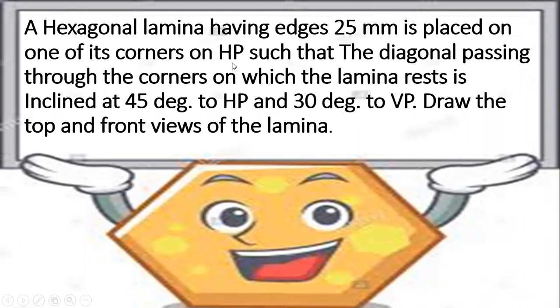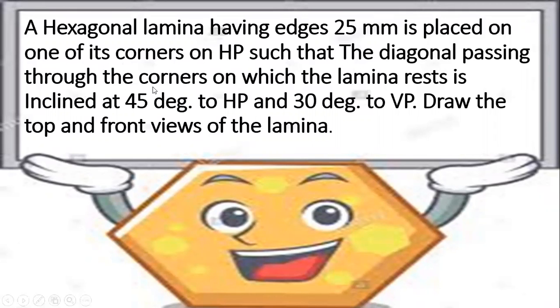So the given data in the problem is a hexagonal lamina having side or edge equal to 25 mm, and it is placed on one of its corners on HP. If it is placed on HP, then the first position should be below the XY line and it is resting on one of its corners. So one of the corners should be at the extreme left position.